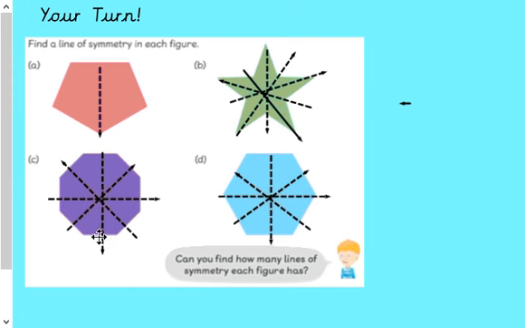The octagon down here has a vertical line, and it has a horizontal line, and it has 2 diagonal lines of symmetry as well. So it has 4 lines of symmetry, and the same with the hexagon. 1, 2, 3, and 4.